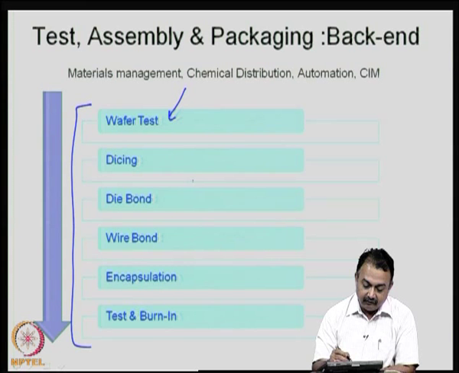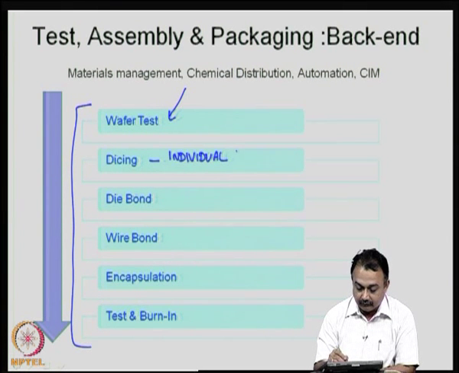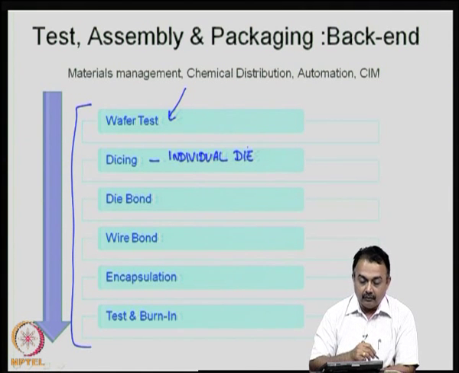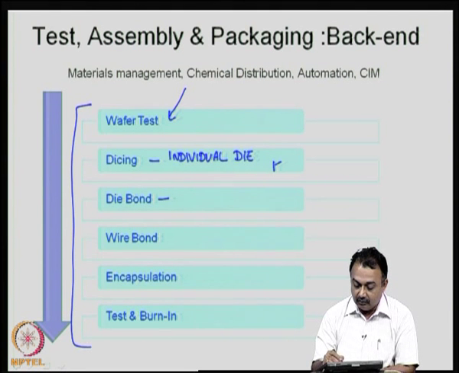Now, the wafer that is manufactured from the front end process is tested. Now, the next step in the back end process will be dicing the material. Here we have to make the individual dies. And then the die that is sliced from the wafer and quantified as a known good die. I think I have repeated this term KGD, known good die.